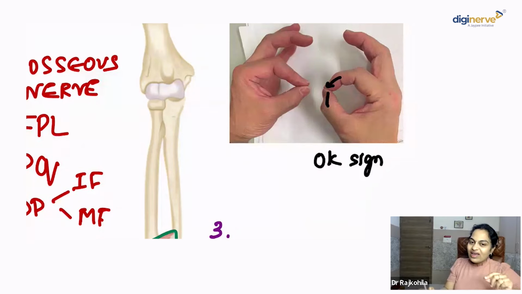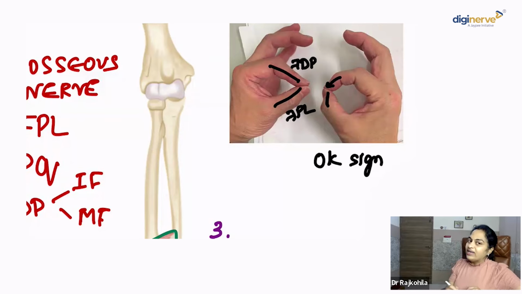But if in case your anterior interosseous nerve has injured, you can see that the distal phalanx cannot be flexed. The distal phalanx of the thumb receives the insertion of flexor pollicis longus. The distal phalanx of the index finger receives the insertion of flexor digitorum profundus, which is innervated by the anterior interosseous nerve, that's a branch of the median nerve, right?